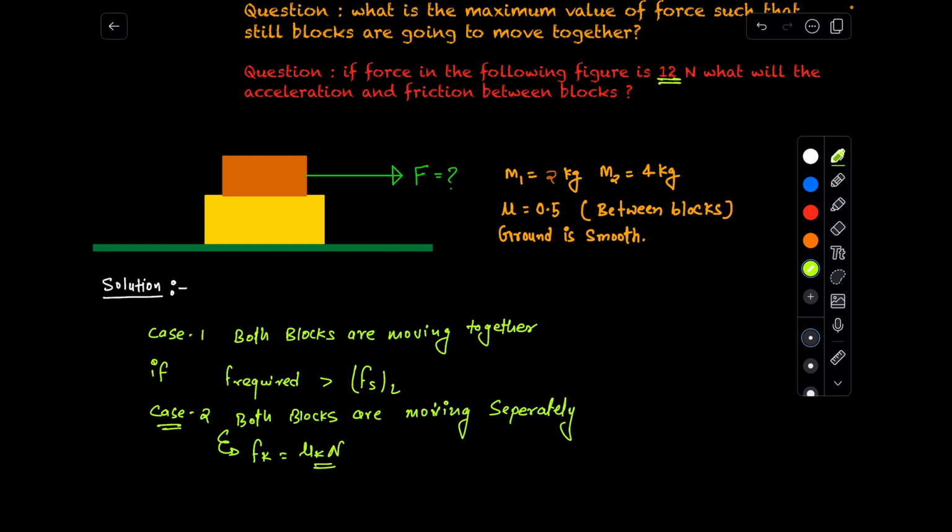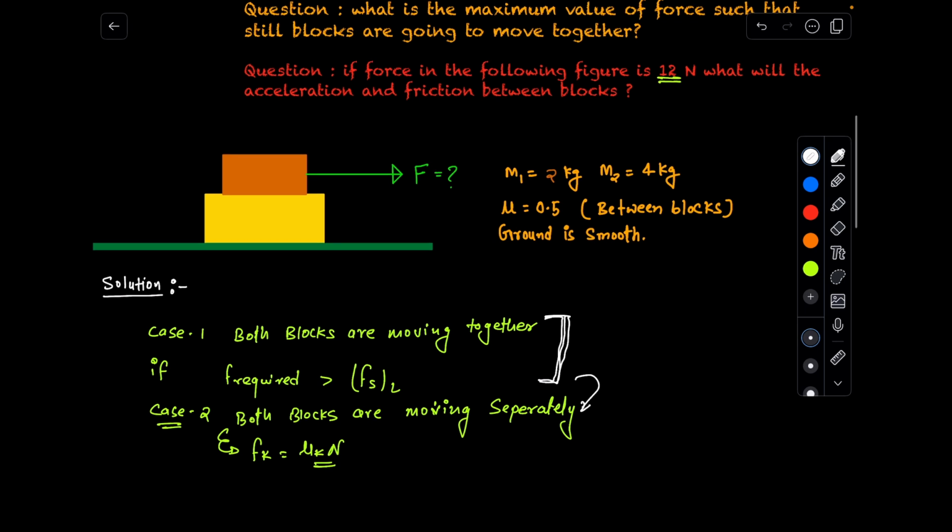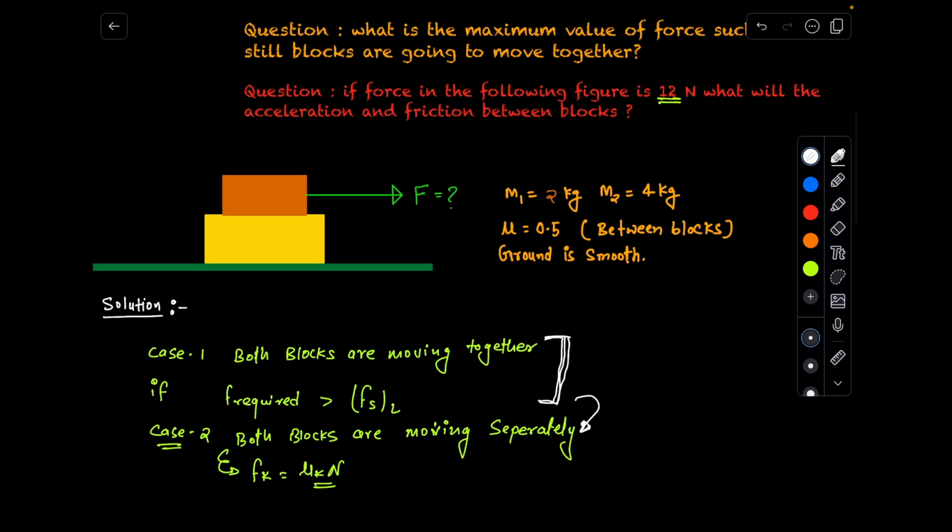The process for these kinds of problems would be that I first take the condition that both are moving together, and then I go to the other case. Or, for the first question, if you want to calculate, you can find the maximum value of acceleration for which they will move together, and then find the maximum force from that. Both questions are interrelated, so I am going to approach the second question here.